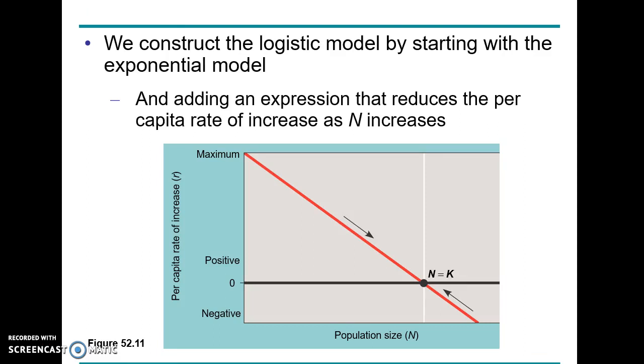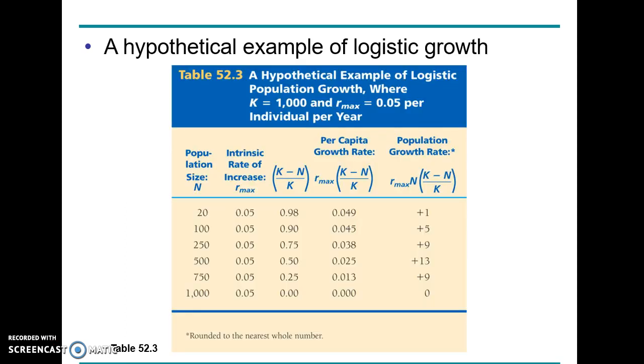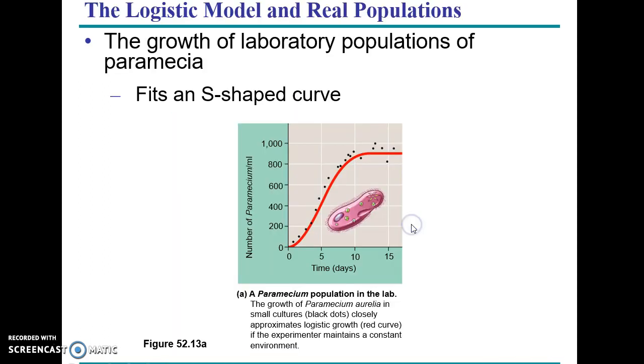K stands for carrying capacity. I don't need you to know this, so don't even worry about that. I'm not going to expect you to know this. What I do want you to know is the fact that human growth right now is exponential. So the J curve shows exponential growth, and when you have an S curve, you're seeing logistic growth.